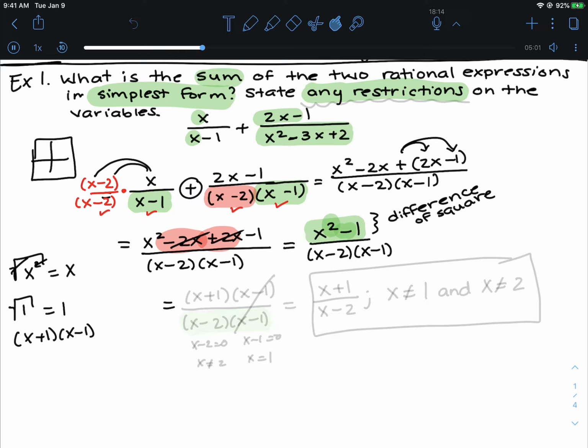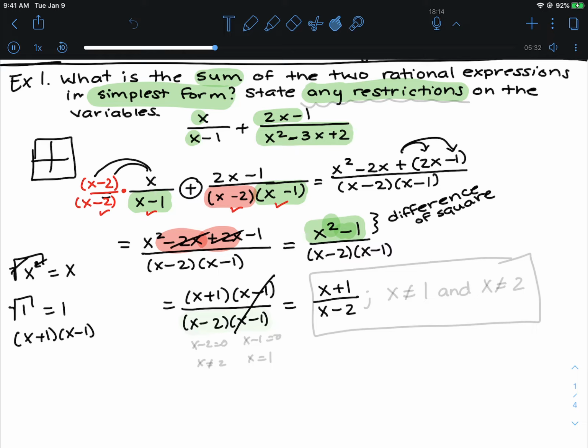So now, instead of putting x squared minus 1, I'm going to put x plus 1, x minus 1, divided by x minus 2, x minus 1. And then by doing that, I need to simplify even further by eliminating the common factors. X minus 1 cancel out because I have 1 in the numerator and the denominator. So my final answer for this problem is x plus 1 divided by x minus 2.